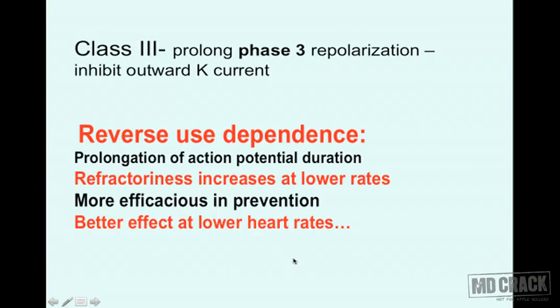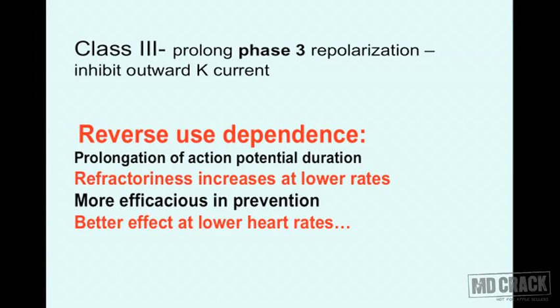I take you to the next class, and that's class 3, and this is a much discussed class. Class 3, phase 3. I'm sure you're going to remember it. They prolong the phase 3 repolarization, so they inhibit the outward current of the potassium. That's the exit of potassium.